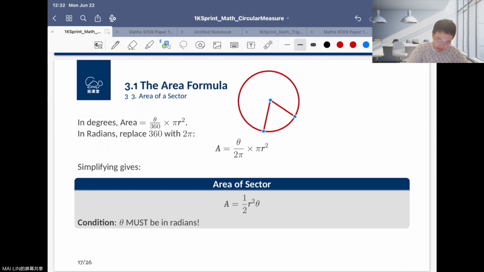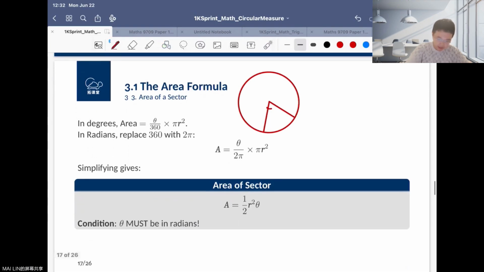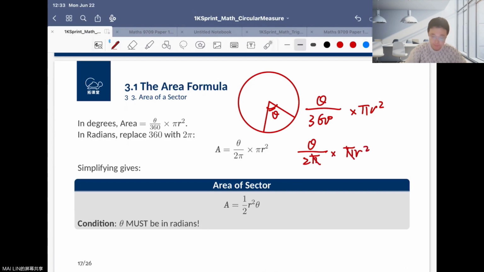Okay, and then we can set for the sector that the angle here is theta, and we can use theta over the total angle, 360 degrees, then times the circle's area, that is pi r squared. So that is for the area right here. You can also write 360 degrees as 2 pi. So that is theta over 2 pi times pi r squared. Now we can find that pi can be divided by each other, right? So that is a half times theta times r squared.